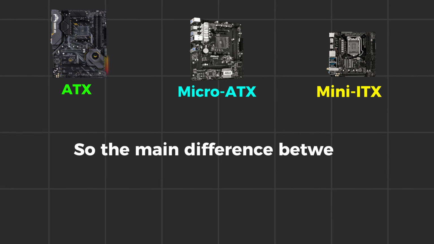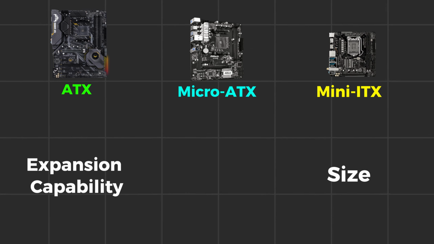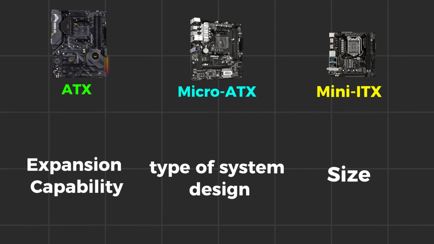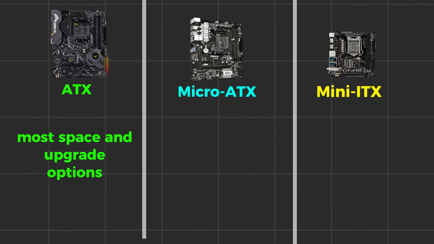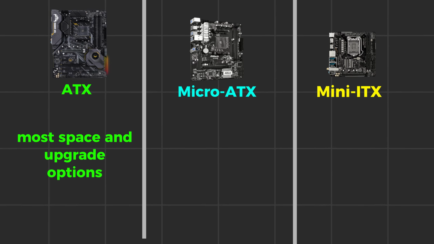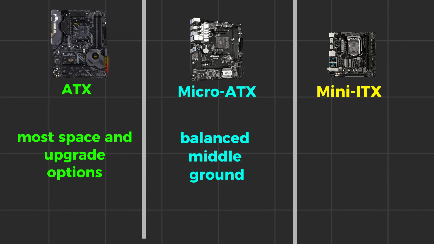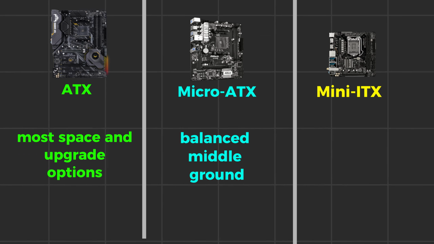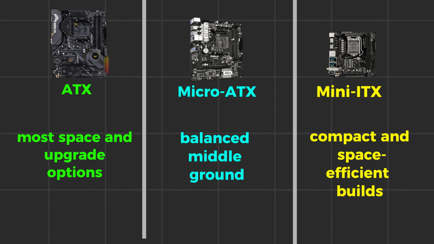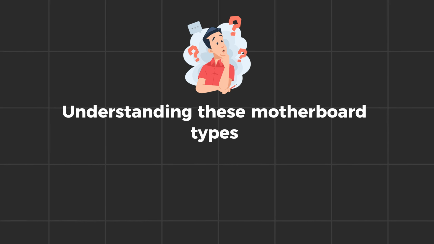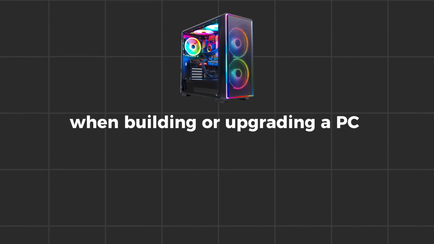So the main difference between these motherboard types comes down to three things: size, expansion capability, and the type of system they are designed for. ATX offers the most space and upgrade options. Micro-ATX provides a balanced middle ground. And Mini-ITX focuses on compact and space-efficient builds. Understanding these motherboard types can help you choose the right foundation when building or upgrading a PC.